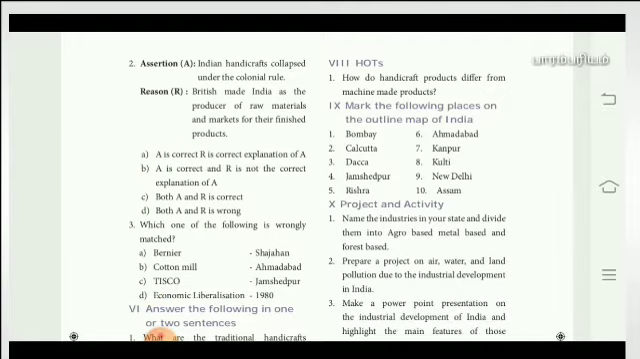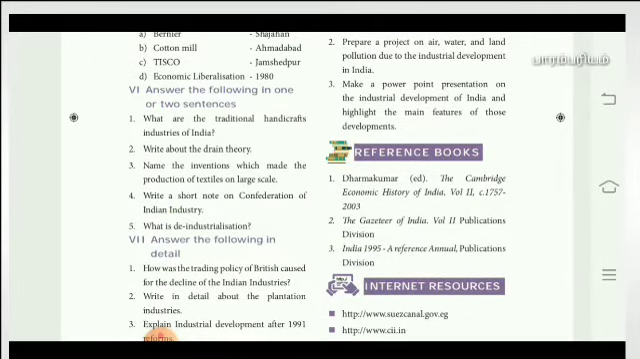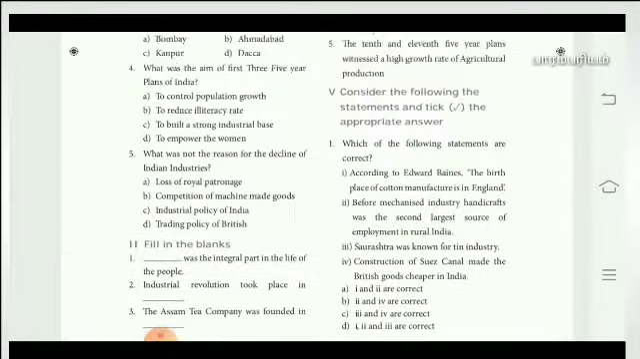Next we pass on to the Roman letter 6. Answer the following in one or two sentences. The first one is, what are the traditional handicrafts in industries of India? Traditional handicrafts of India is, take the page number 58.